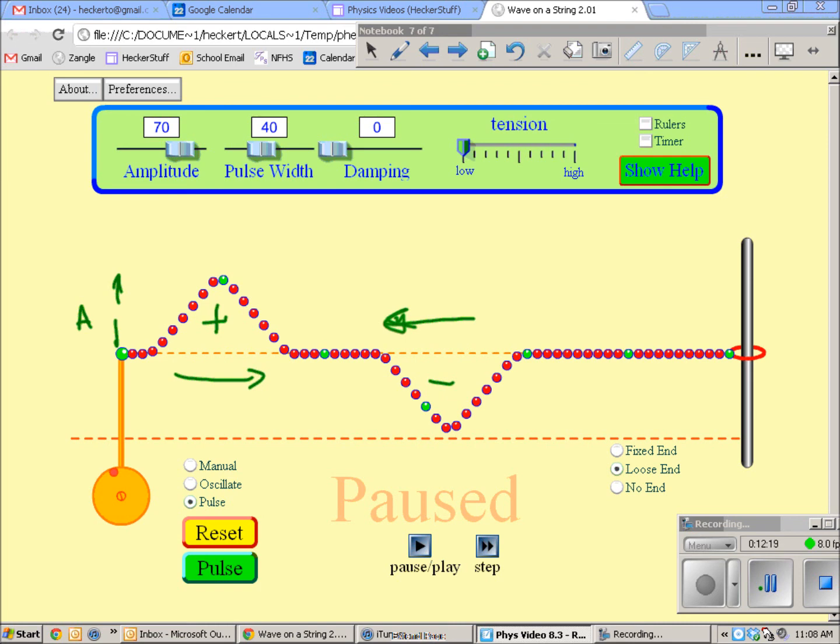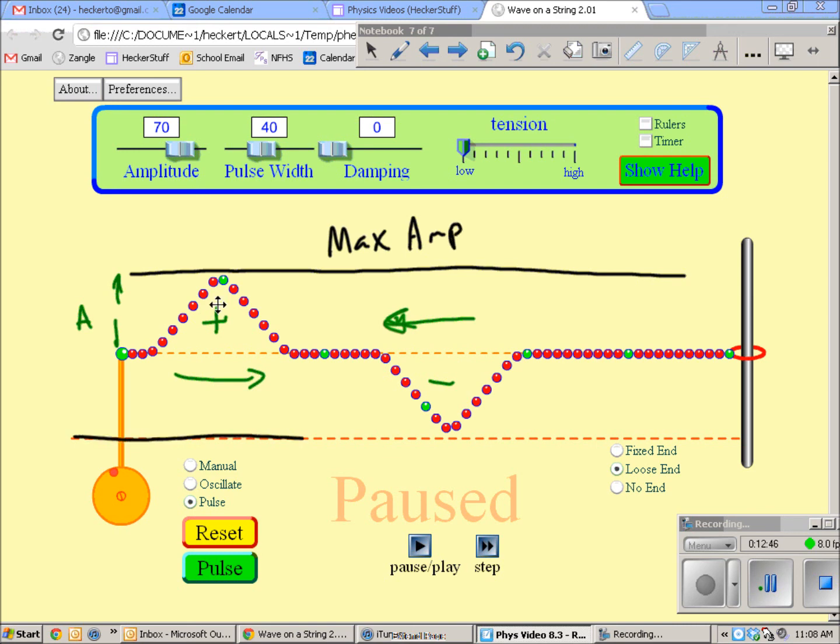So anyway, what's going to happen here is they're going to cross paths, and there's going to be a brief moment where our crest is completely on top of our trough, and they completely cancel each other out. All right, so I'm going to let it go here. Let me sort of mark. There's our maximum amplitude. And same thing down here. That line down there sort of represents our maximum amplitude. Okay, so let me unpause it and watch what happens.